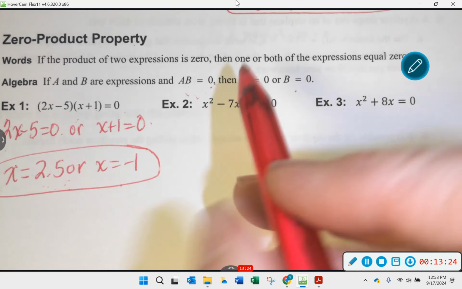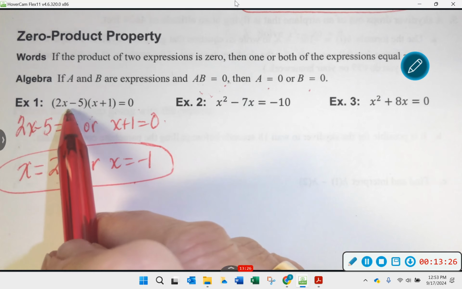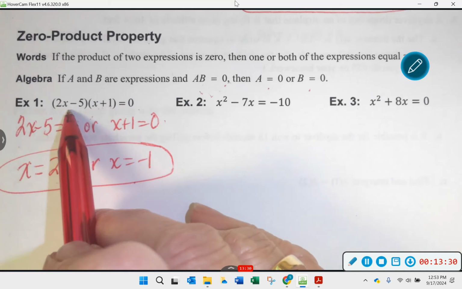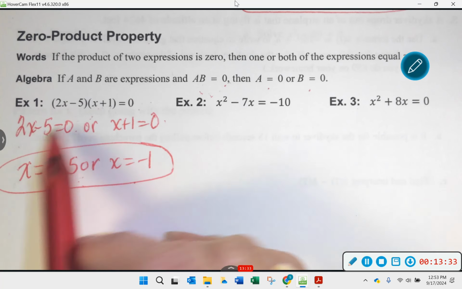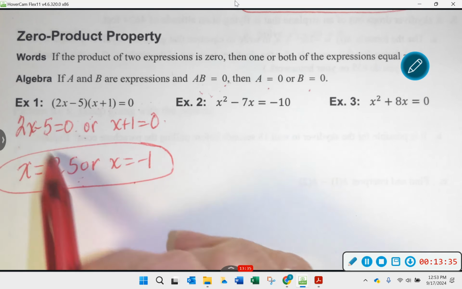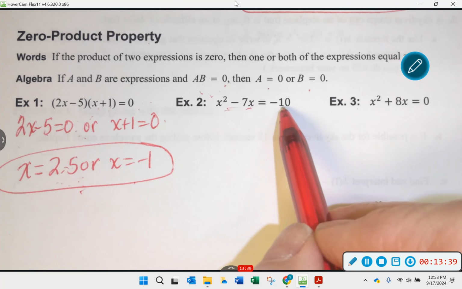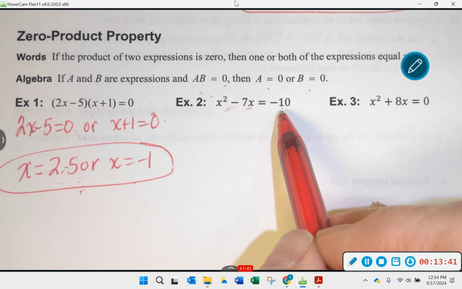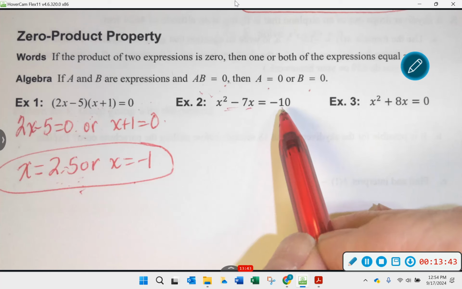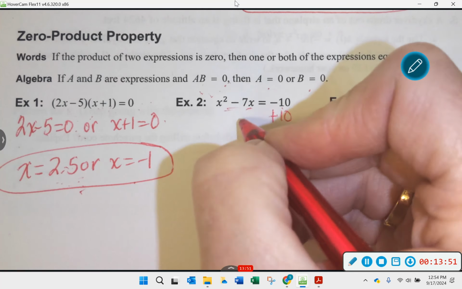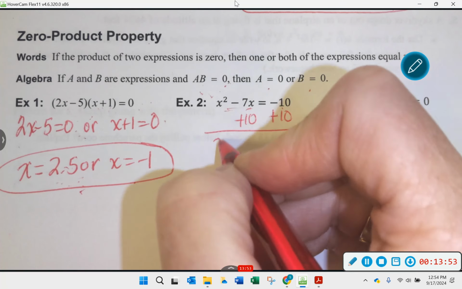Okay. All right, guys. So on this one, we had two expressions that were multiplying to be 0. So I was allowed to set these equal to 0 and solve it. Add 5, divide by 2. But here, these are not multiplying to be 0. And so the first thing I have to do is get it set equal to 0. So, Isabel, what am I going to have to do then? Right. So we're going to have to add 10 in order to get it set equal to 0.